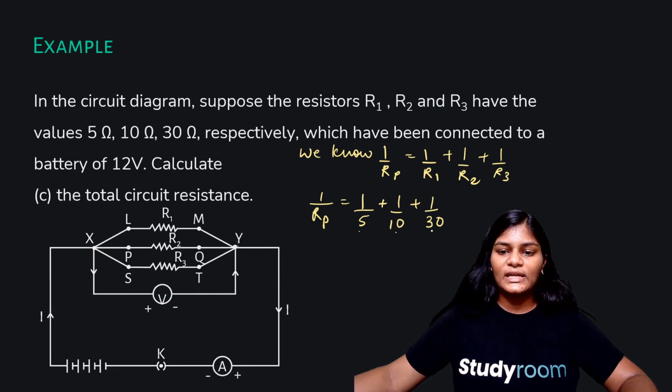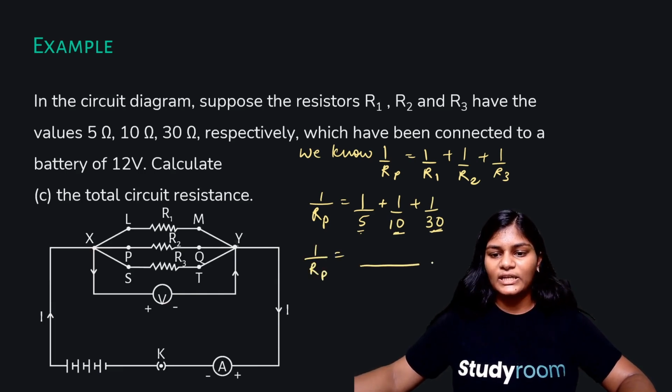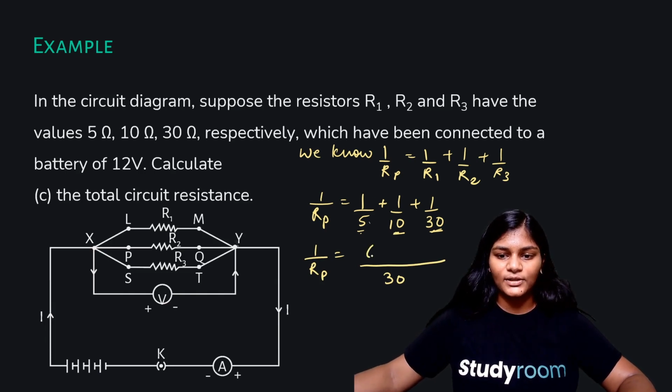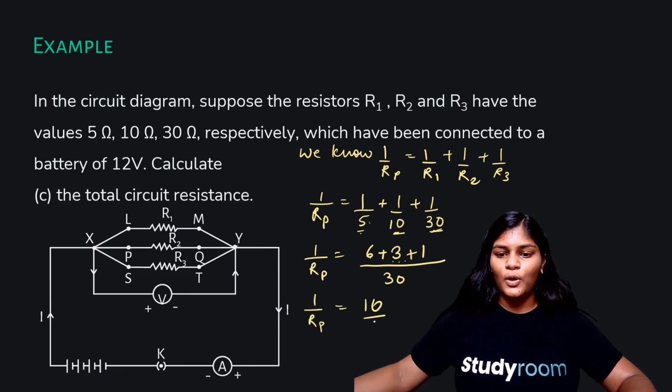I can see that the LCM here is 30 because 30 comes in the table of 10 also and 5 also. Great. So I write 1 upon Rp is equal to, I take the LCM as 30. So 5 into 6 are 30, so 6; 10 into 3 is 30, so 3; and 30 into 1, so 1. So this is 6, 7, 8, 9, 10. So 1 upon Rp is equal to 10 upon 30.